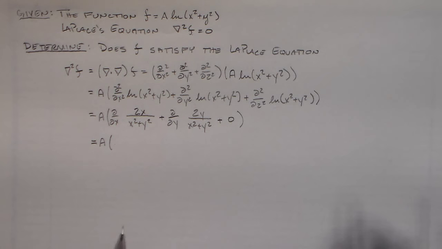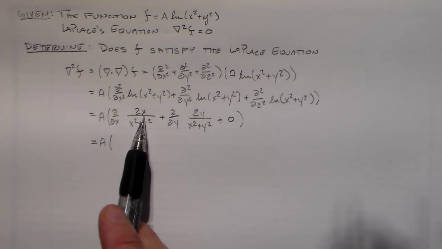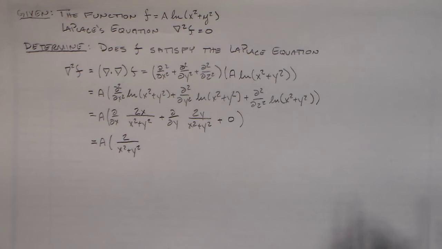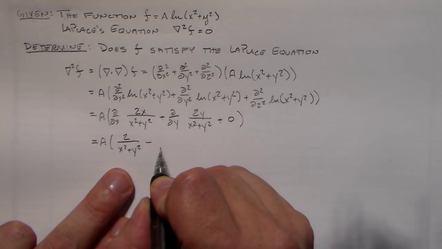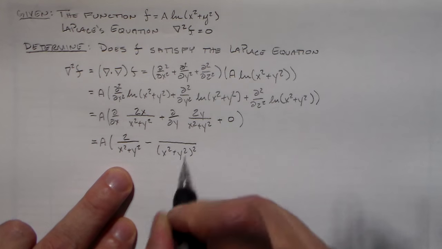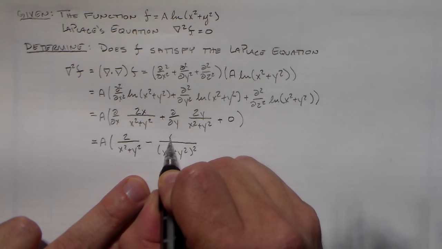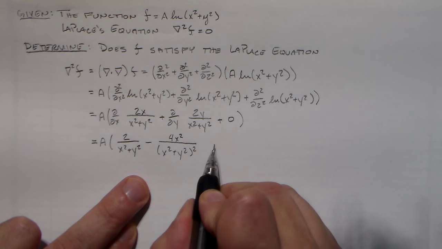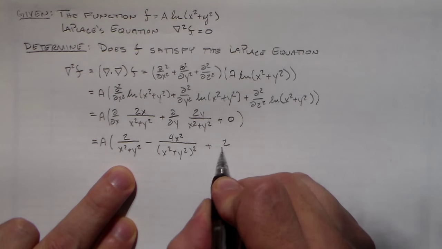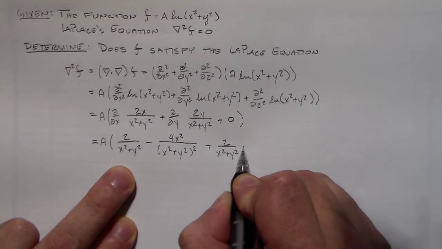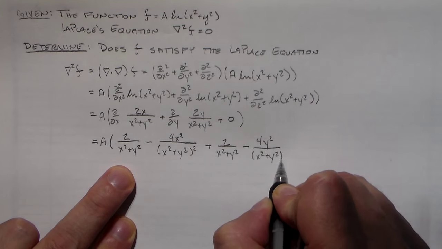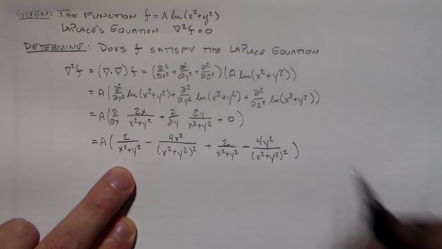Now I'll go ahead and take the derivative here again. Now I've got a product rule problem again. So I have 2 over x² + y², right? And then I'm going to have minus (x² + y²)² in the denominator. And then I'll have 2x as that derivative, so that'll be minus 4x², right? And then I have something symmetric with this d/dy bit, right? So I have a 2 over x² + y² here, minus 4y² this time, over (x² + y²)², all right?